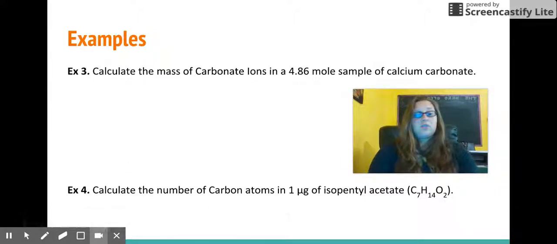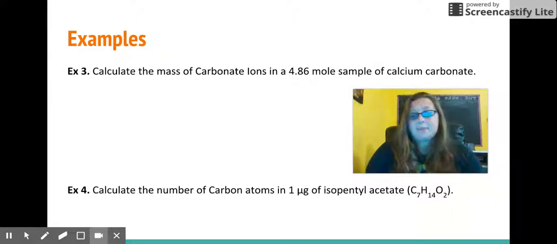Now, I want you to also do example 4, and then I want you to give a stab at example 5 and example 6. Those are dealing with molarity. So work on those, and we will work them out together in class if you have any trouble.